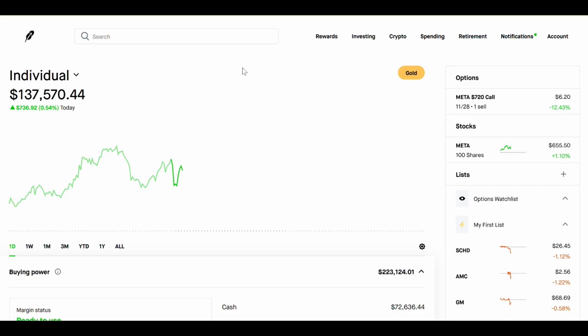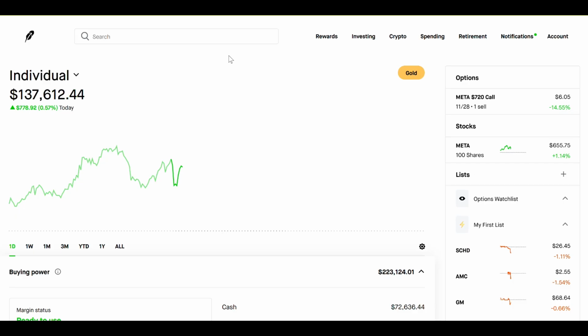Okay, so the next thing we're going to do: we have about $72,000 of cash, and I want to use that. Some of that was from the sale of other stocks that were called away. I did have a call option on Nvidia last week, which was called away. So I'm going to use that cash to sell some puts this morning.